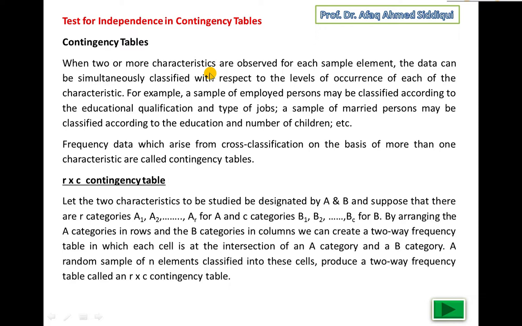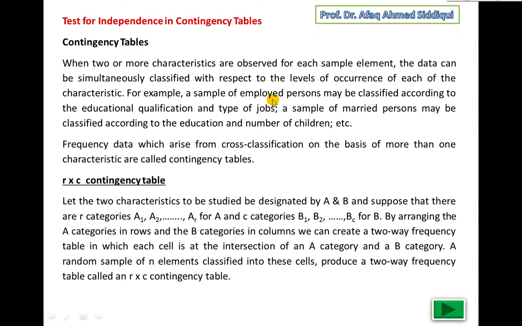So when we represent two or more characteristics or criteria of classification in the form of a table in rows and columns, the table is called a contingency table or two-way frequency table. The classification is called cross classification. Cross means rows and columns. So when two or more characteristics are observed for each sample element, the data can be simultaneously classified with respect to the levels of occurrence of each of the characteristics.